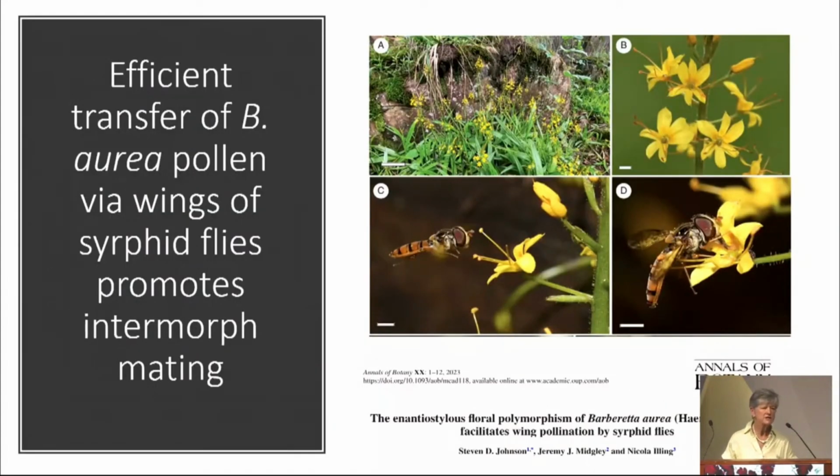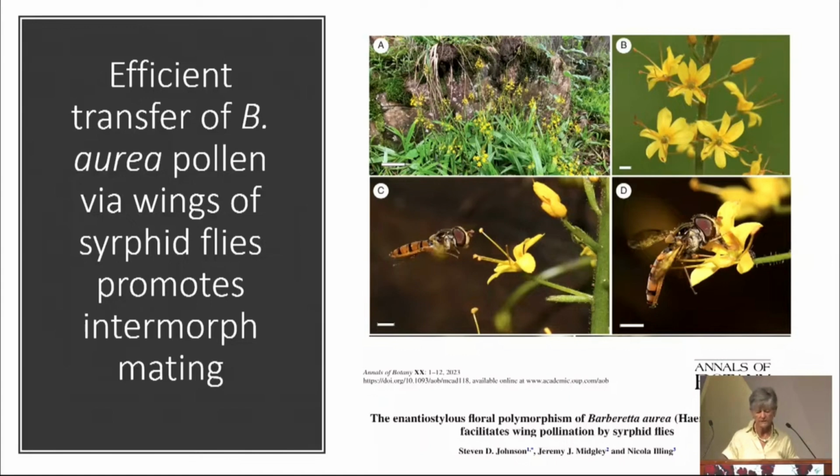Well, the answer is we should maybe think about this enantiostyly more as an adaptive system for wing pollination. So if you look at a Barberetta aurea flower, you can see it on the top right there in B. It's got little markings on the upper petals, and those serve to actually guide the insect to come in and take the nectar out of it.